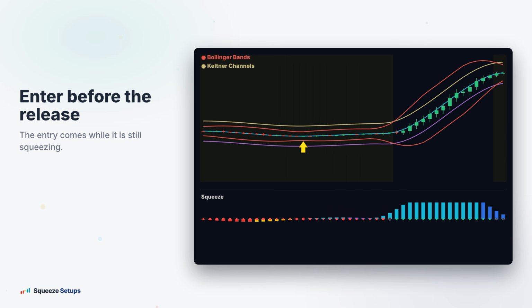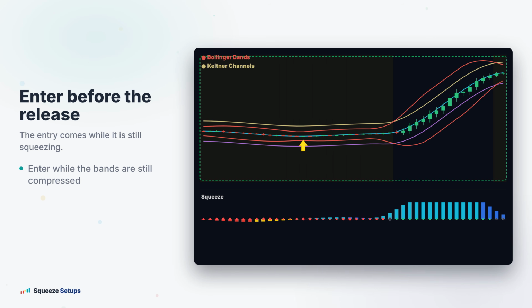All a squeeze is telling us is that we're now in this compressed period of volatility where the Bollinger Bands have now compressed inside of the Keltner Channels. We're looking for this energy to start to coil, to start to wind up, and before that energy releases, we know somewhere in that period is where we want to take our entry.